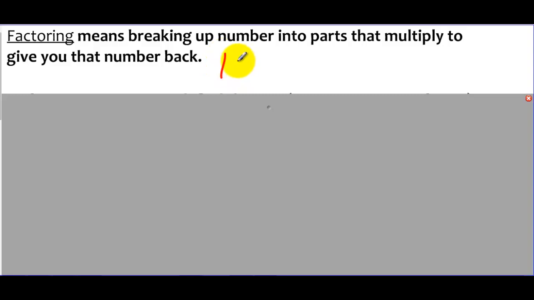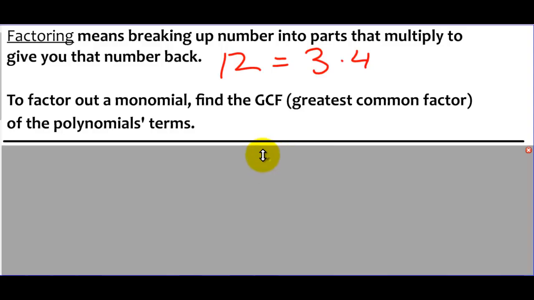So as a simple example, if I take the number 12, I know that I can break that down into 3 times 4. Okay, 3 times 4 multiplies to 12. So I would say that 3 and 4 are factors of 12, right? And the process of breaking that down is called factoring. Okay, so we're going to look at this, but we're going to do it with slightly more complicated problems.